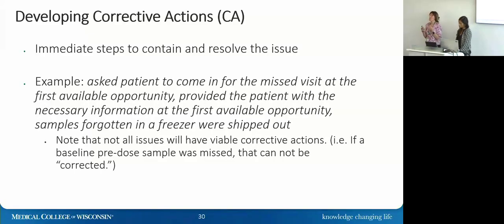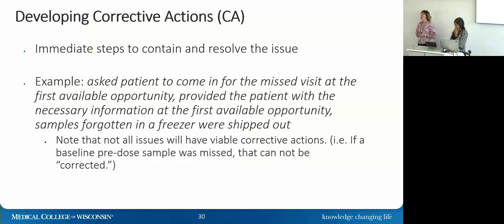So an example would be asking the patient to come in for a missed visit at the first available opportunity, providing the patient with necessary information at the first available opportunity. Samples forgotten in the freezer, then as soon as we realized that we forgot to ship those, they were shipped out immediately. You know, these are things that can still be fixed. But like I said, not everything can be fixed.